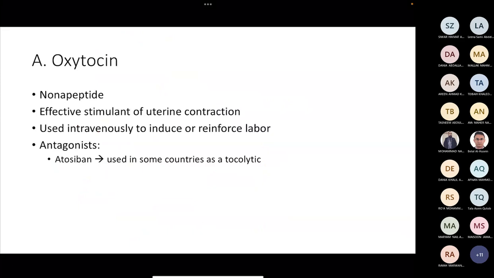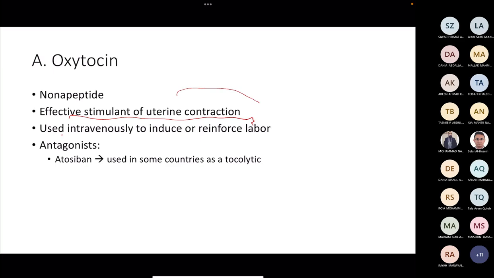So oxytocin is known to be produced after delivery from normal suckling of the nipples by the baby. It stimulates uterine contraction and recovery of the uterus after delivery. So that's why they favor normal breastfeeding after delivery, if the female is able to.